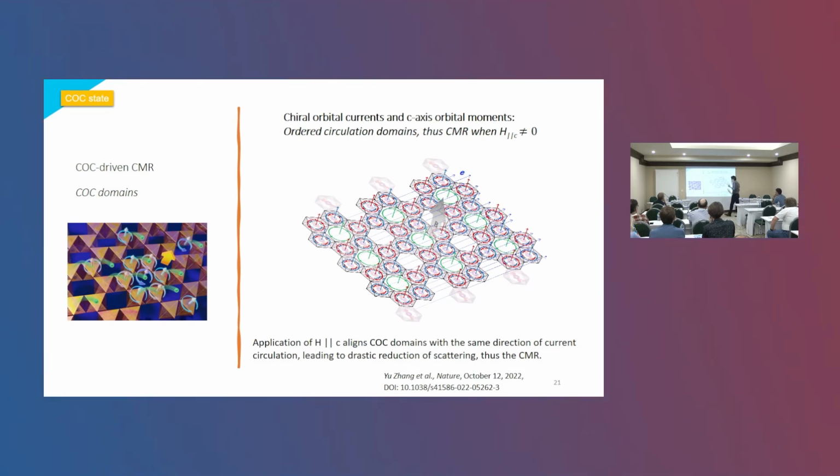But if we apply a magnetic field along the C-axis, then we have an ordered circulation domain. In other words, the magnetic field along the C-axis only encourages one domain to grow, whereas the other domain is suppressed. For example, the counterclockwise circulation will be favored, so it will expand, but the clockwise circulation will shrink or vanish. As a result, we have this ordered domain. So when electrons go through this material, the scattering is largely reduced, and it generates a 7 orders of magnitude reduction. This is actually a very superficial explanation, but if you care about the details, this is the reference, so you can find it.